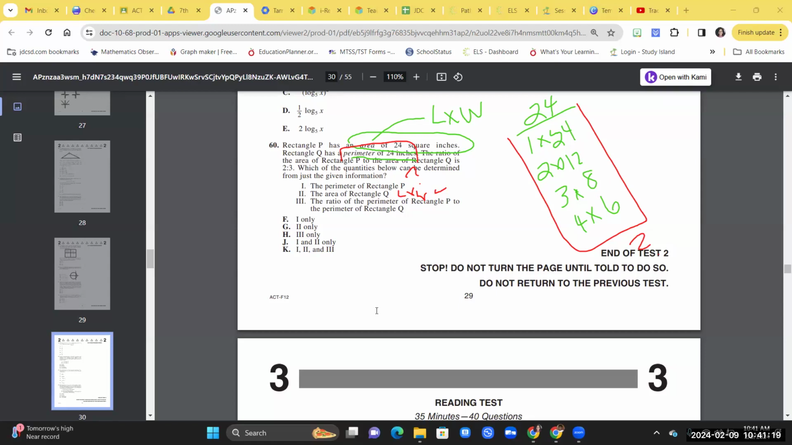It says the ratio of the perimeter of P to the perimeter of Q. Since we can't find the perimeter of P, we won't be able to write it as a ratio. So I'm just going to go with 2 and 200.